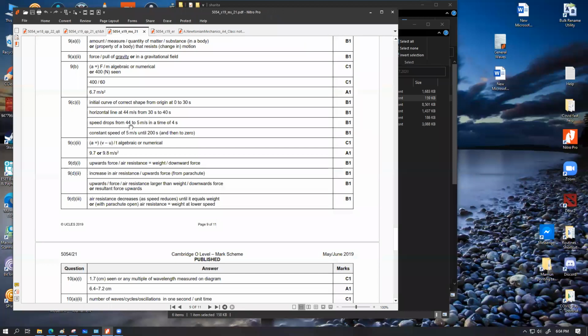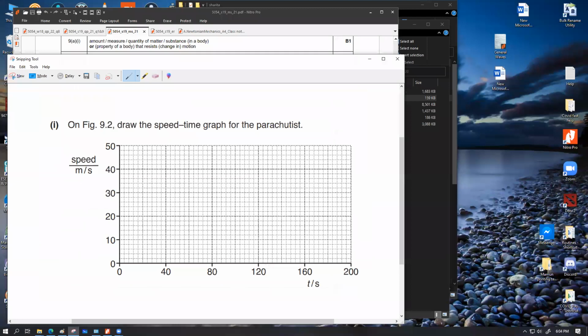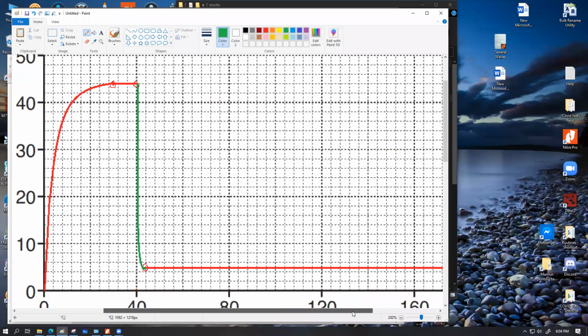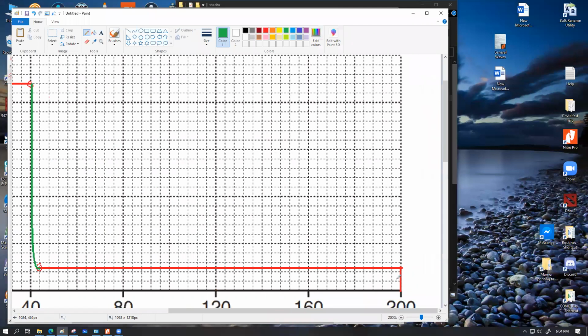Speed drops from 44 to 5 meters per second in a time of 4 seconds. A time of 4 seconds means one horizontal division. Constant speed from 5 meters per second until 200 seconds, and then to 0. The drop to 0 is optional, because if someone decides not to draw this end vertical line, they're still going to get this mark.